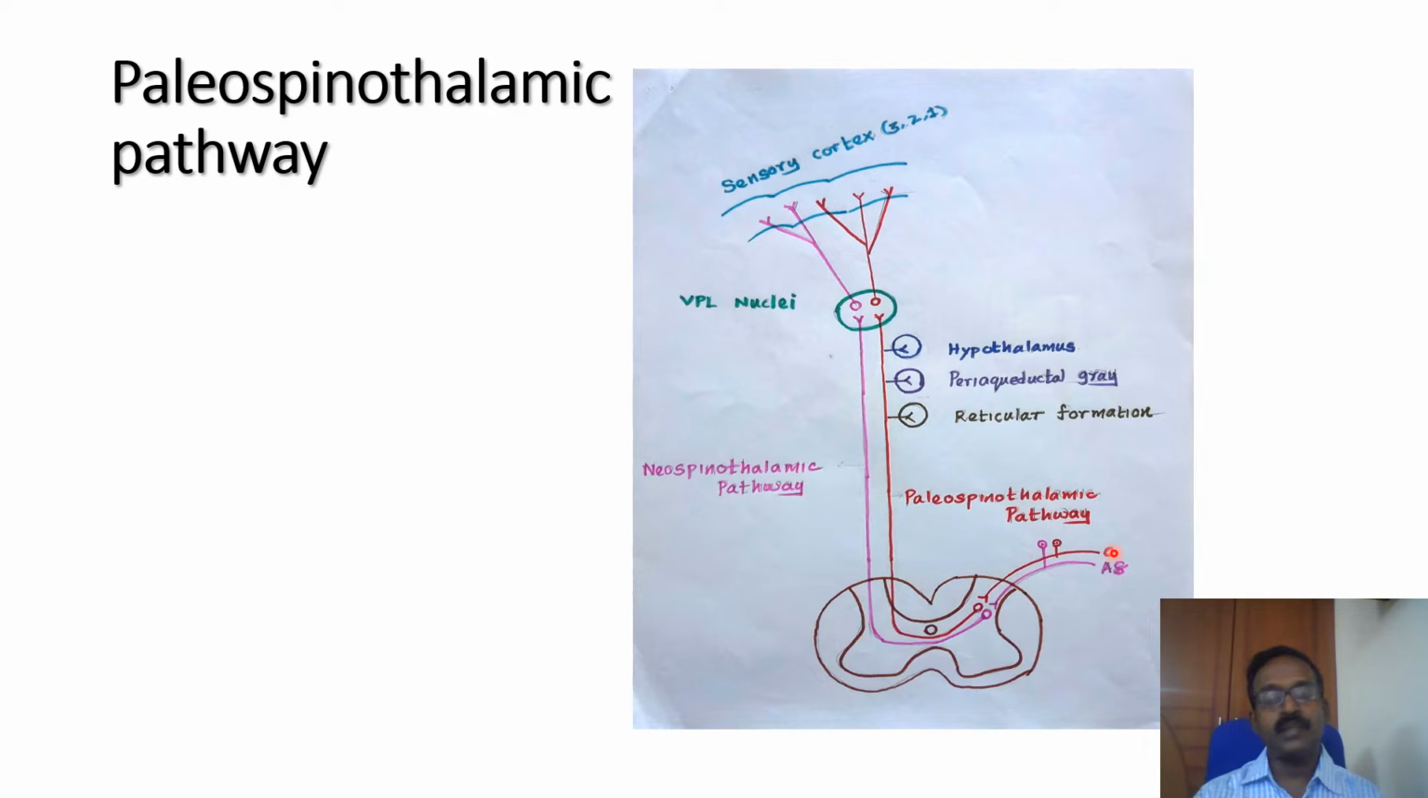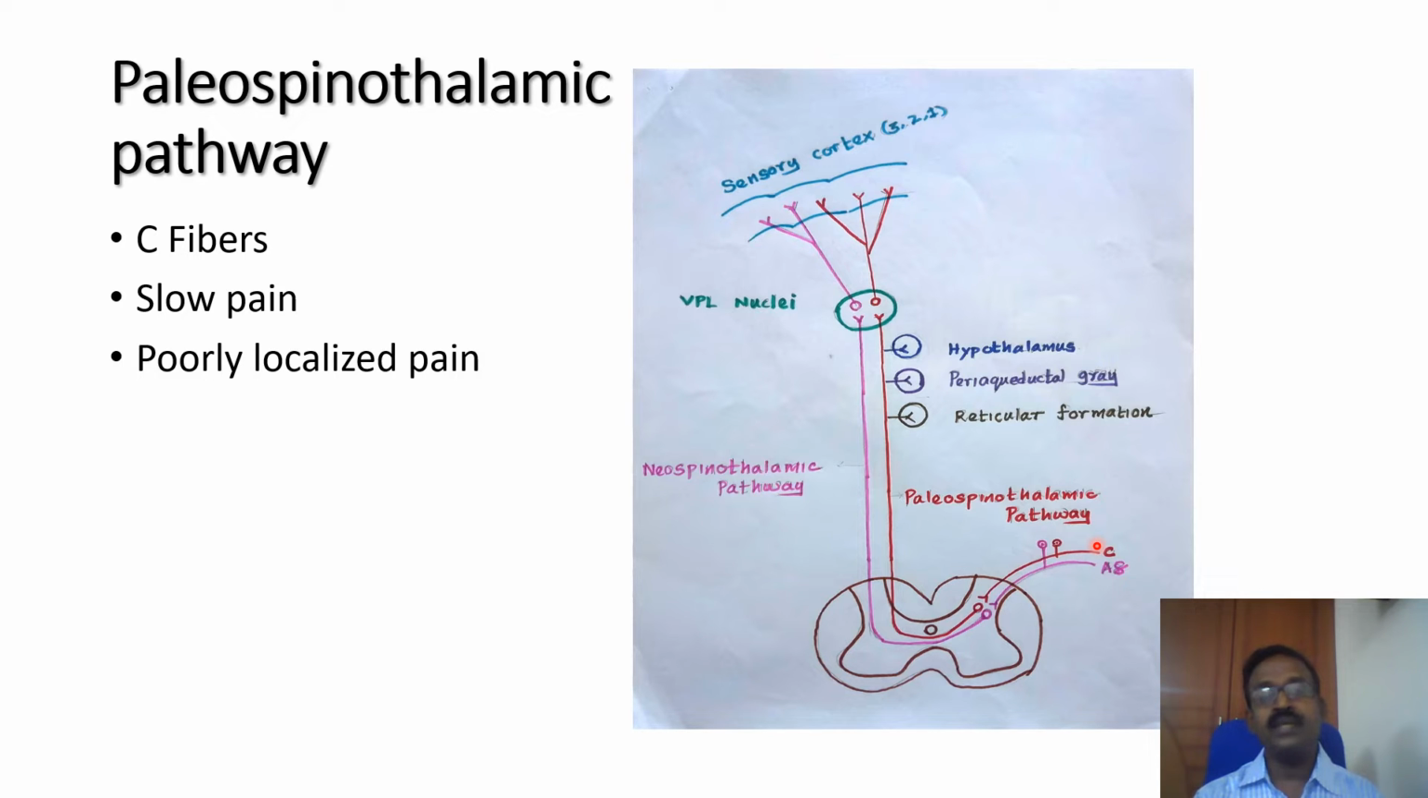The paleo-spinothalamic pathway is carried by the C fibers. It carries the slow pain to the sensory cortex. Slow pain means poorly localized pain. Deep visceral and somatic pain is carried by the paleo-spinothalamic pathway. It is poorly localized pain, especially in deep visceral structures like stomach pain and urinary bladder pain. These are the visceral structural pains.